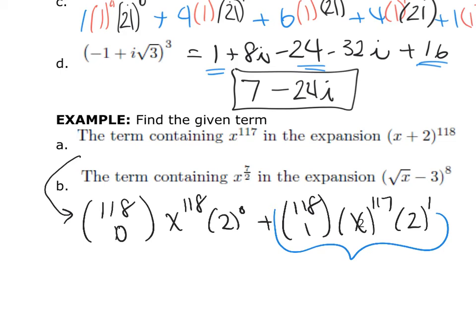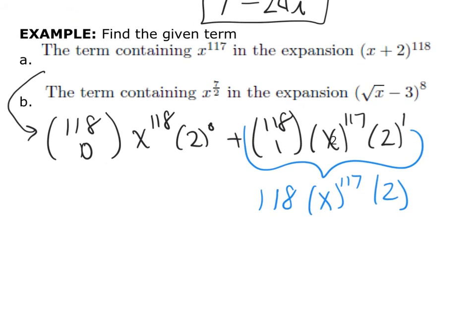So on your homework, it's going to ask you to do these certain ones. It's going to say, tell me which one has that term. So in this case, I know it's one of the special cases. I have 118 choose 1. What is 118 choose 1? 118. So this is going to be 118 x raised to the 117 times 2. So what I'm going to put in WebWork is a multiplication of 118 times 2, which is 236 x raised to the 117. Does that make sense?